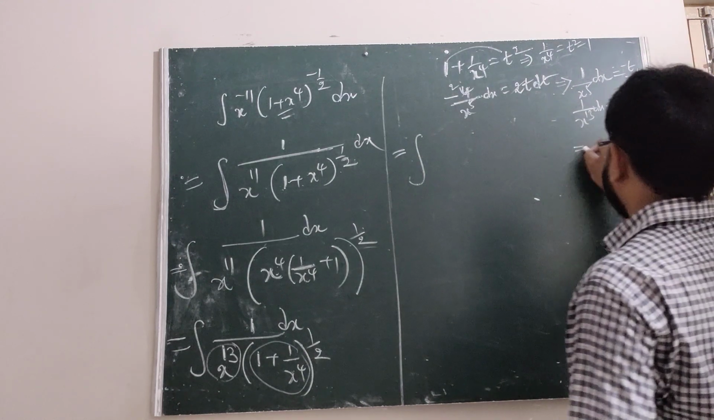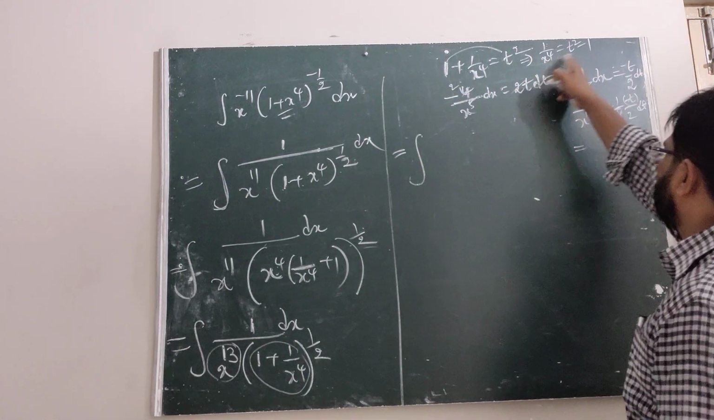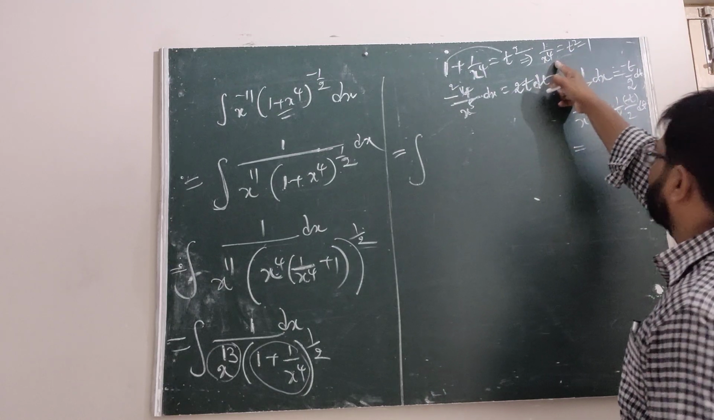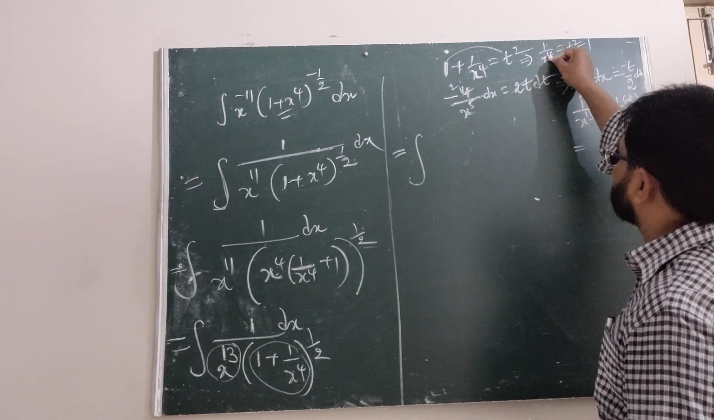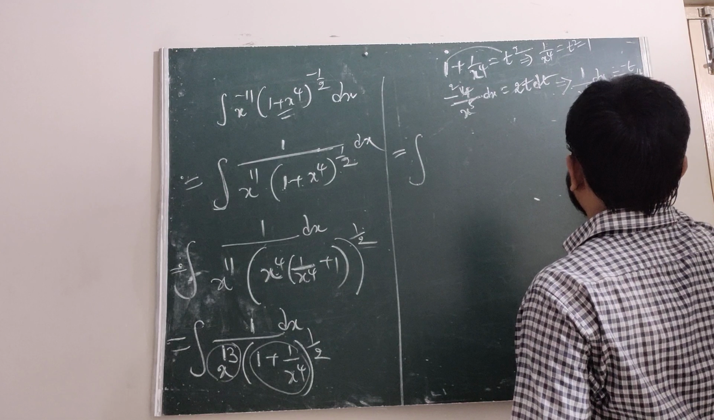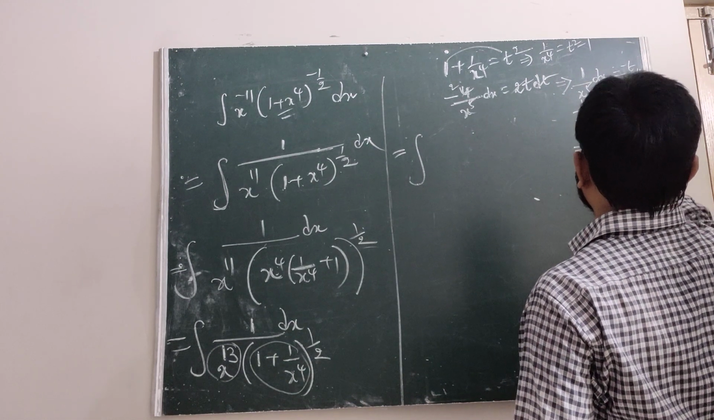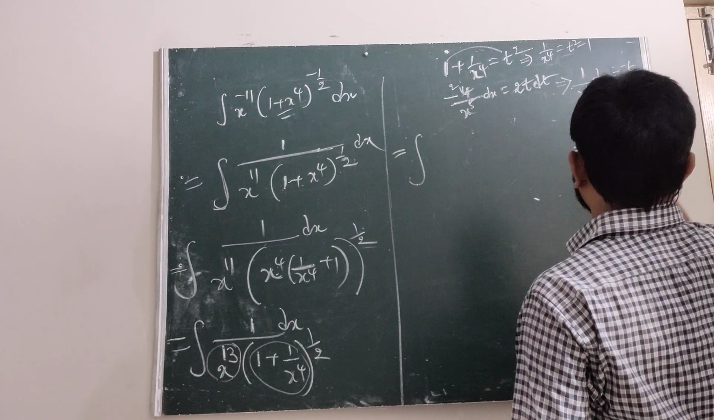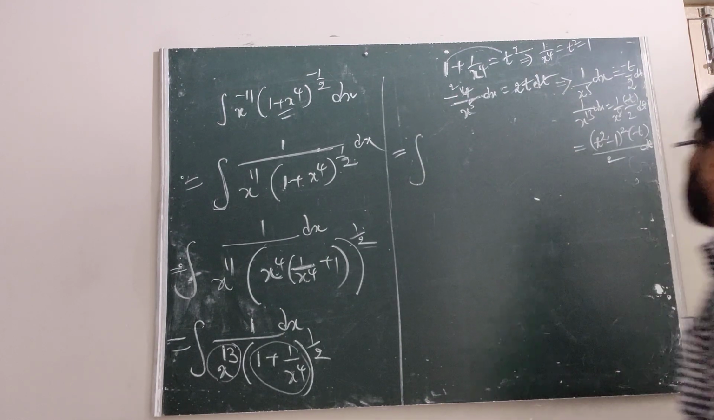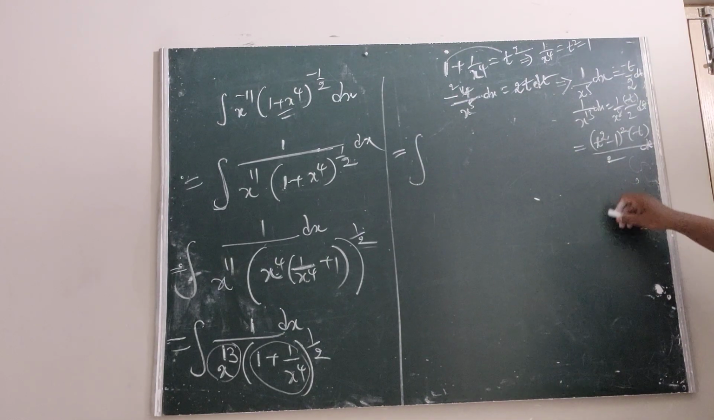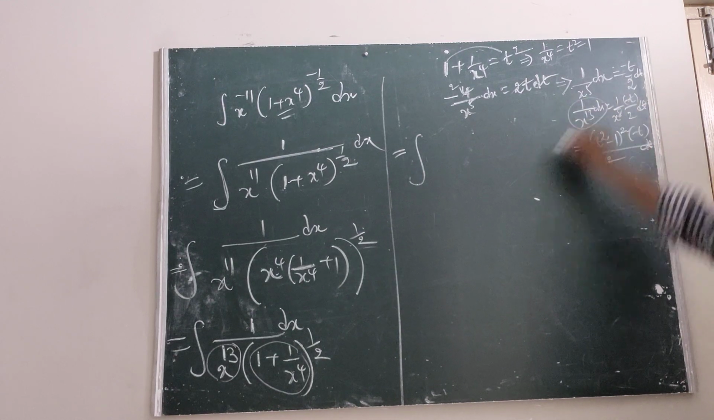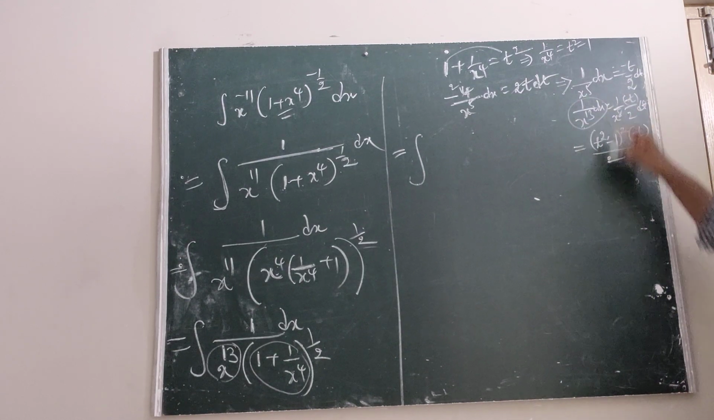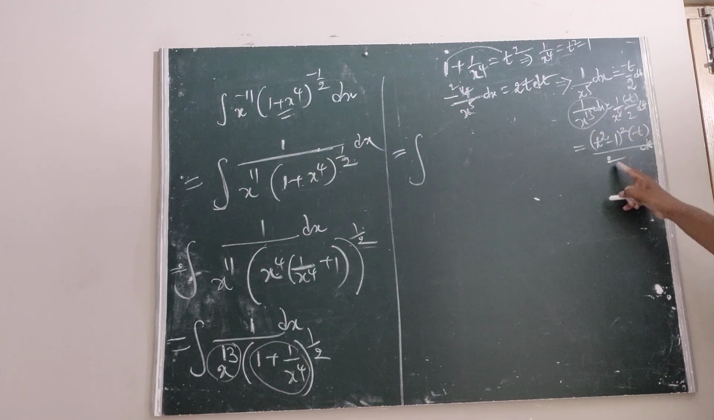Now this is clear. Squaring on both sides, 1 upon x power 8 is t square minus 1 whole square into minus t by 2 dt. Is it clear? This is the value of 1 by x power 13 into dx. 1 by x power 13 into dx is t square minus 1 whole square into minus t upon 2 into dt.